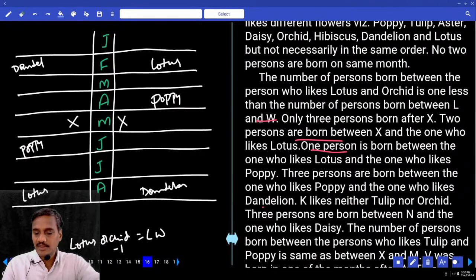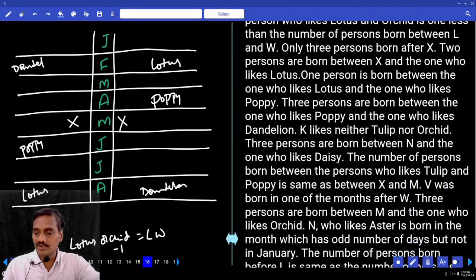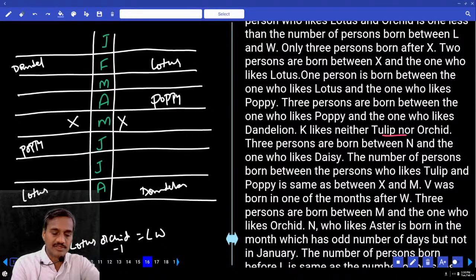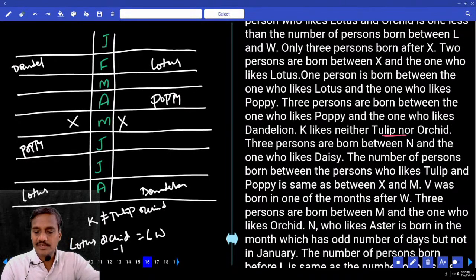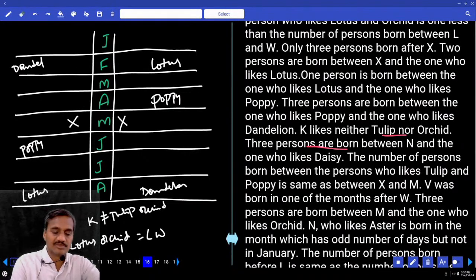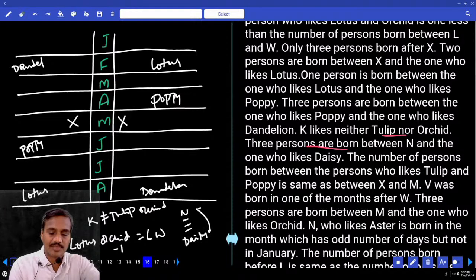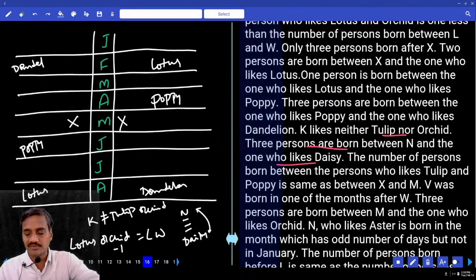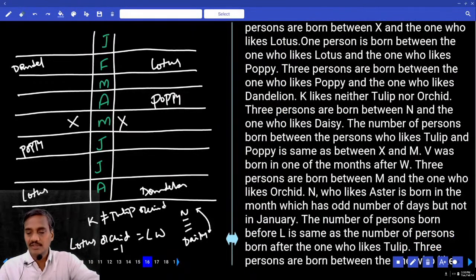And next one, K likes neither tulip nor orchid. K, tulip and orchid is ruled out. And 3 persons born between N and the one who likes daisy. N and daisy, there must be exactly 3 people. If N is here, 1, 2, 3, then daisy. And N can be before or N can be after this one.